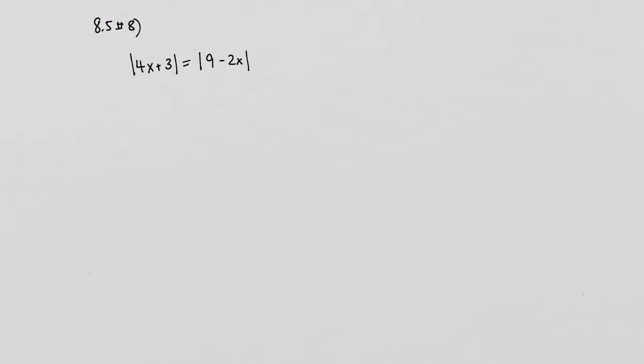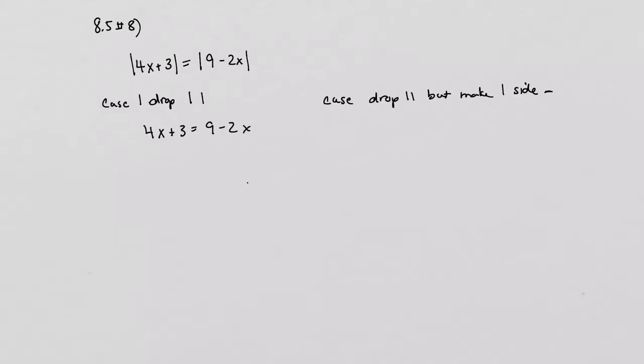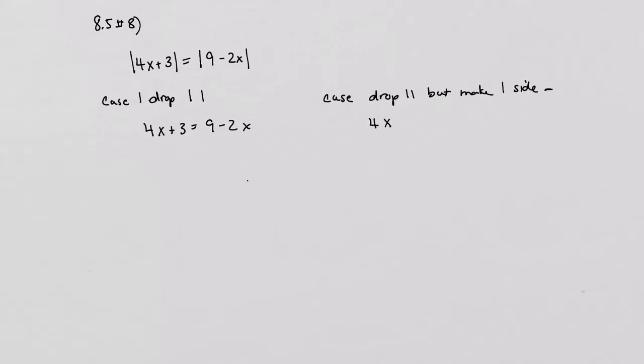So we'll go ahead and solve this equation that has two absolute values in it. What you'll have to do is, in one case, we just go ahead and drop the absolute value symbols. So you'd have 4x plus 3 equals 9 minus 2x. And then the second case, you drop the absolute value symbols, but make one side negative. So you'd have 4x plus 3 equals (9 minus 2x), and then put a minus out front.